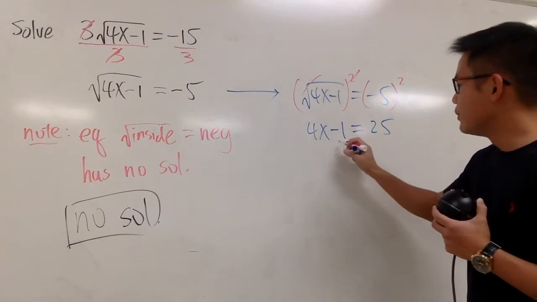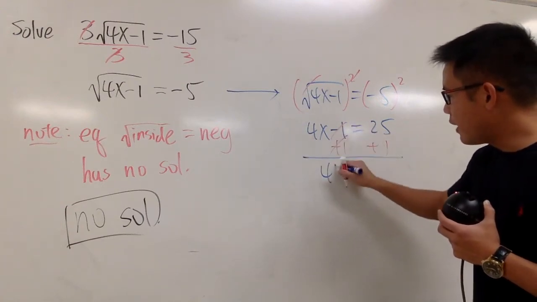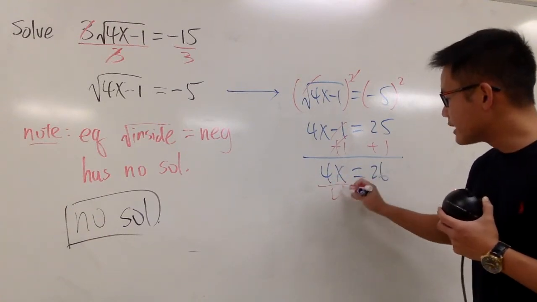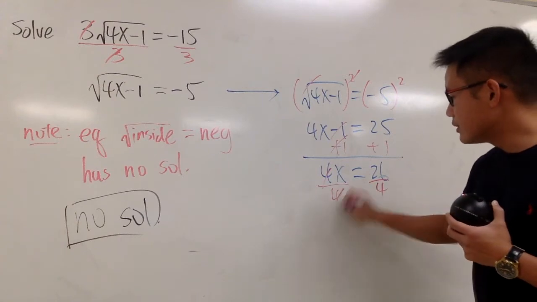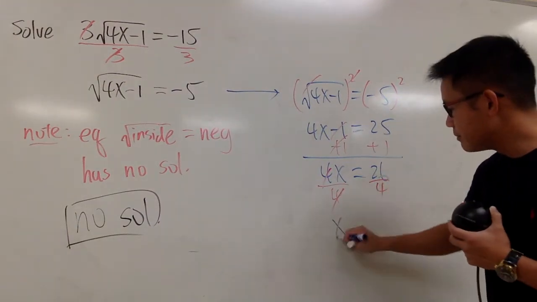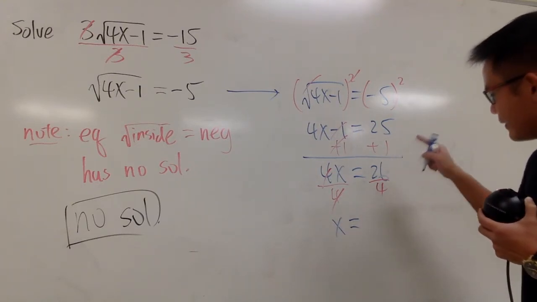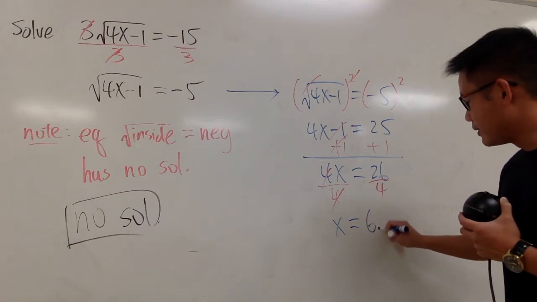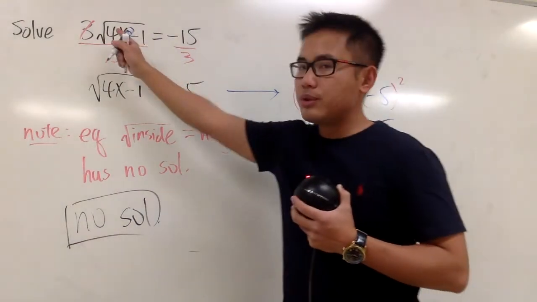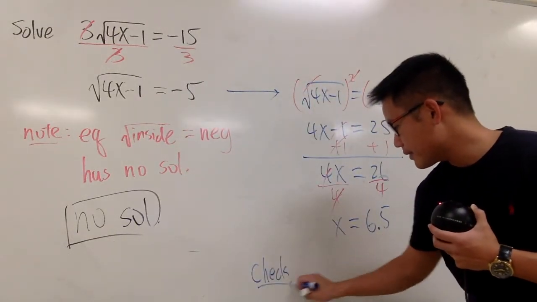And then from here, you add 1 on both sides. And then this is 4x equals 26. And then divide both sides by 4. Cancel this out. You can use a fraction, you can use a decimal. Let me use a decimal because this ends. 26 divided by 4 is 6.5. Okay? But if you plug this back into the original, here is just a quick check, okay?